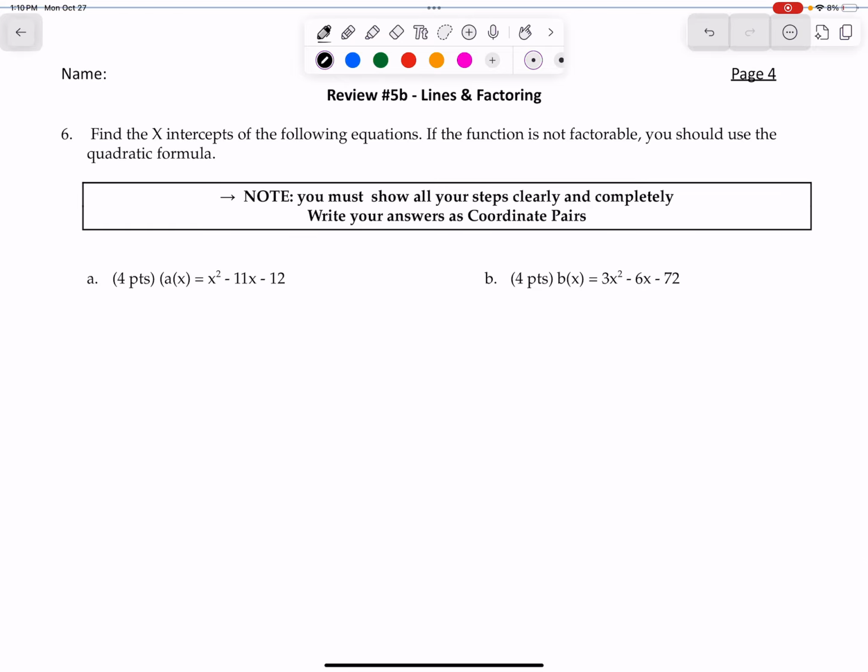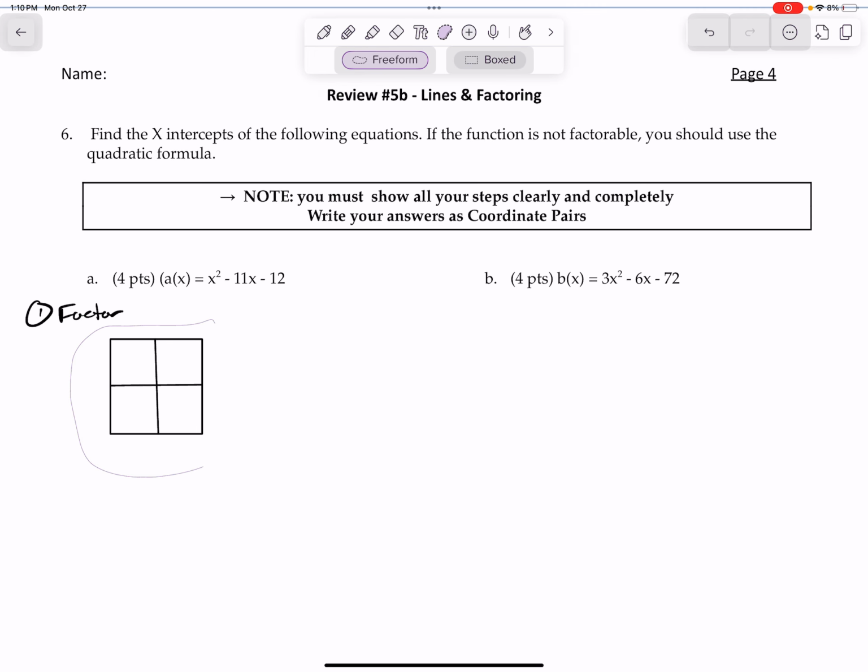I'm going to make a box. Well, here, first, we're going to factor. So I'm going to make a box. And I am going to need it in the next problem as well. So I'm just going to make a copy of it so I don't have to do that. Paste. There we go. I'm going to need it a little further down there.